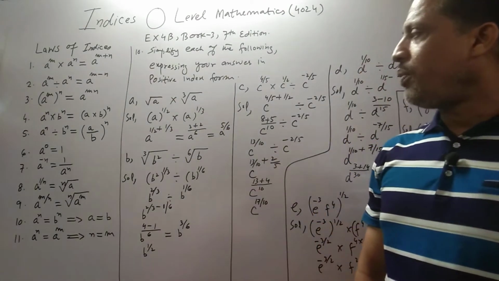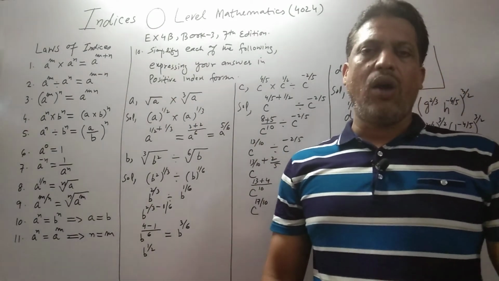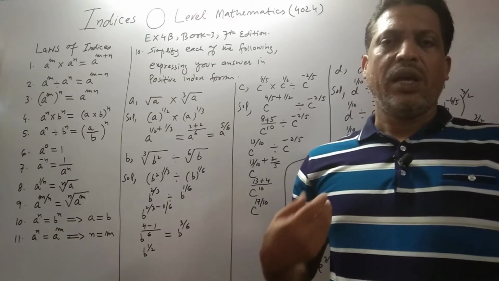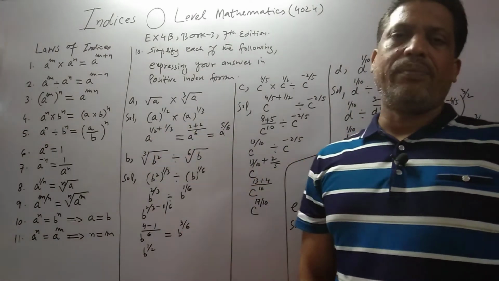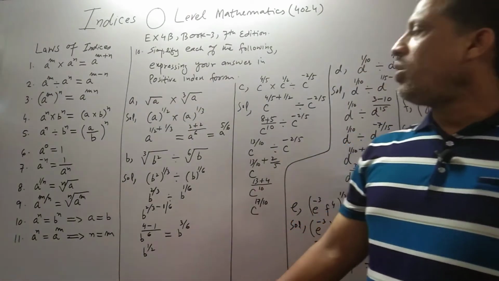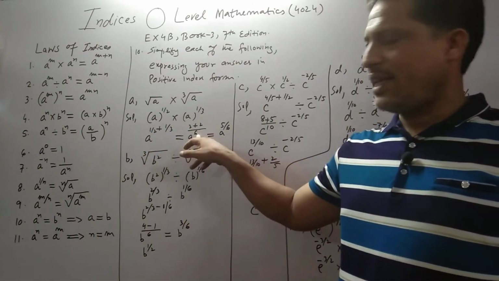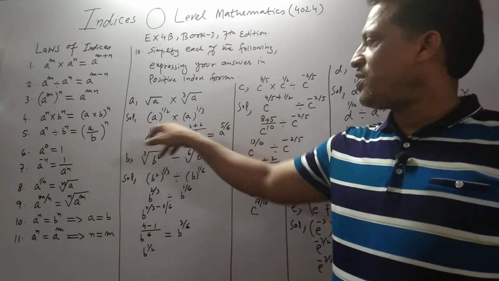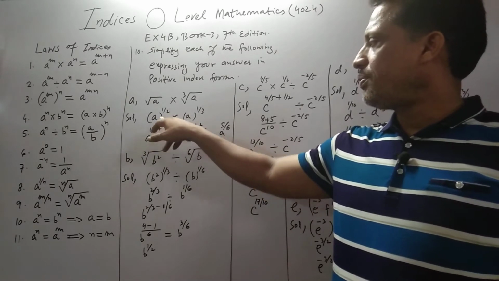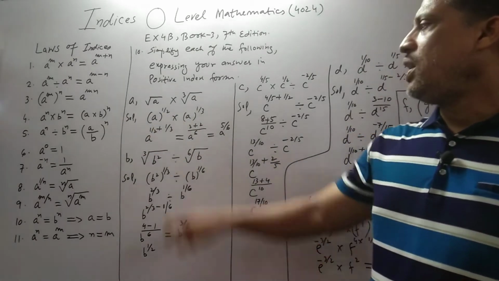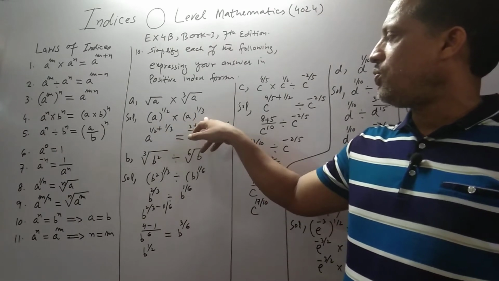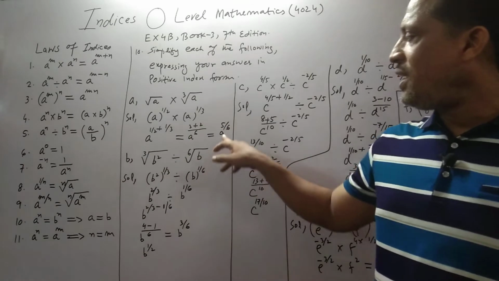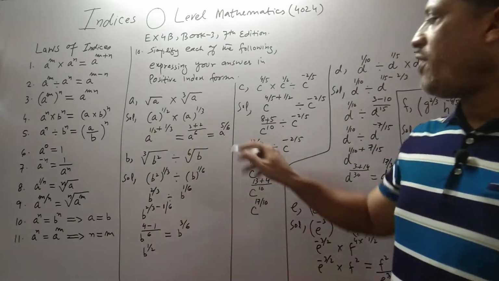How to add 1 upon 2 plus 1 upon 3? How to add two fractions? You must know two fractions will be added by using LCM. What is the LCM of 2 and 3? 6. So this is 3 ones are 3, this is 2, 3 twos are 6, 2 ones are 2. So the answer is A to the power 3 plus 2, 5 upon 6. Final answer is A to the power 5 upon 6.